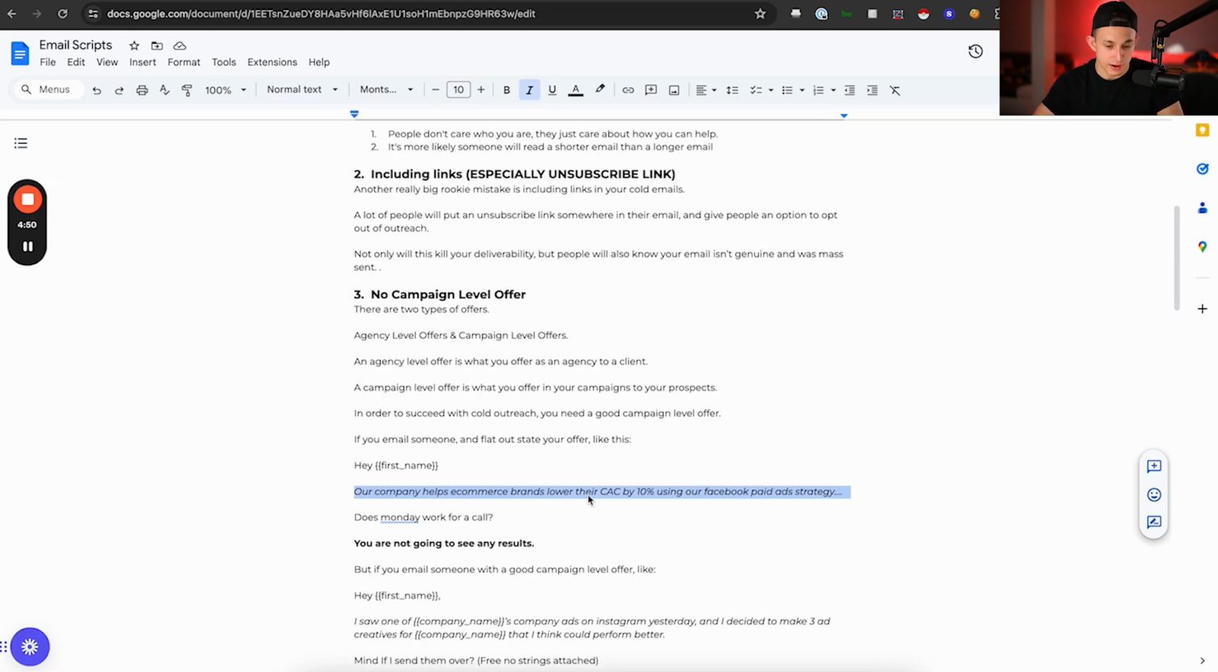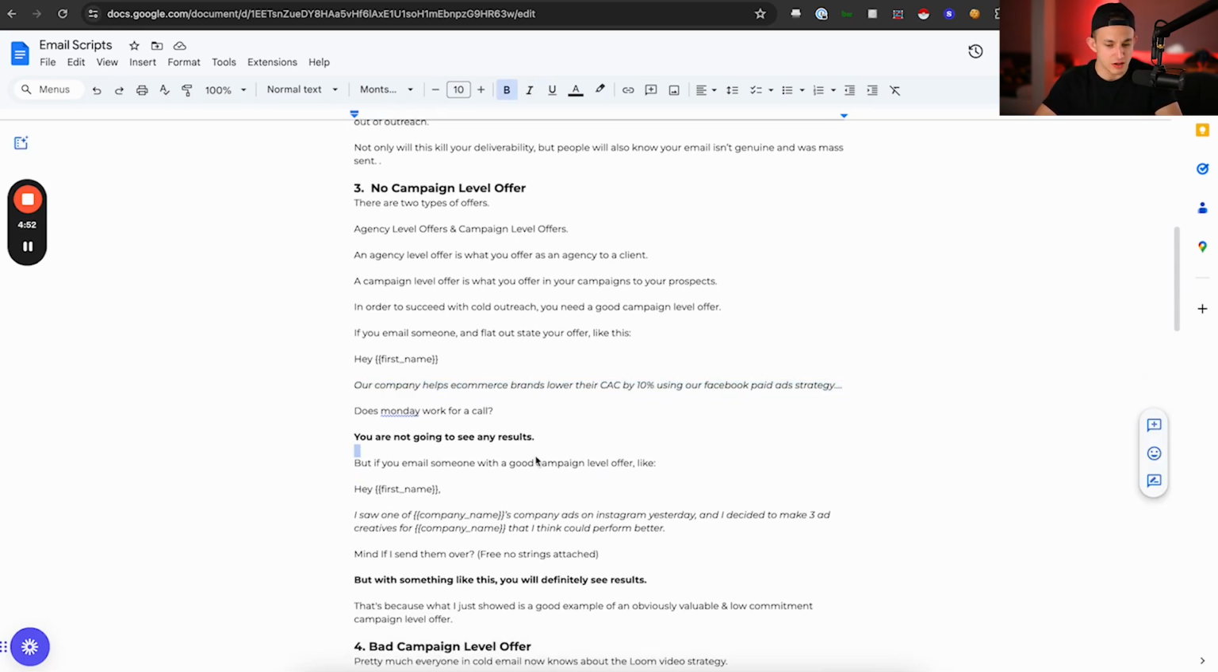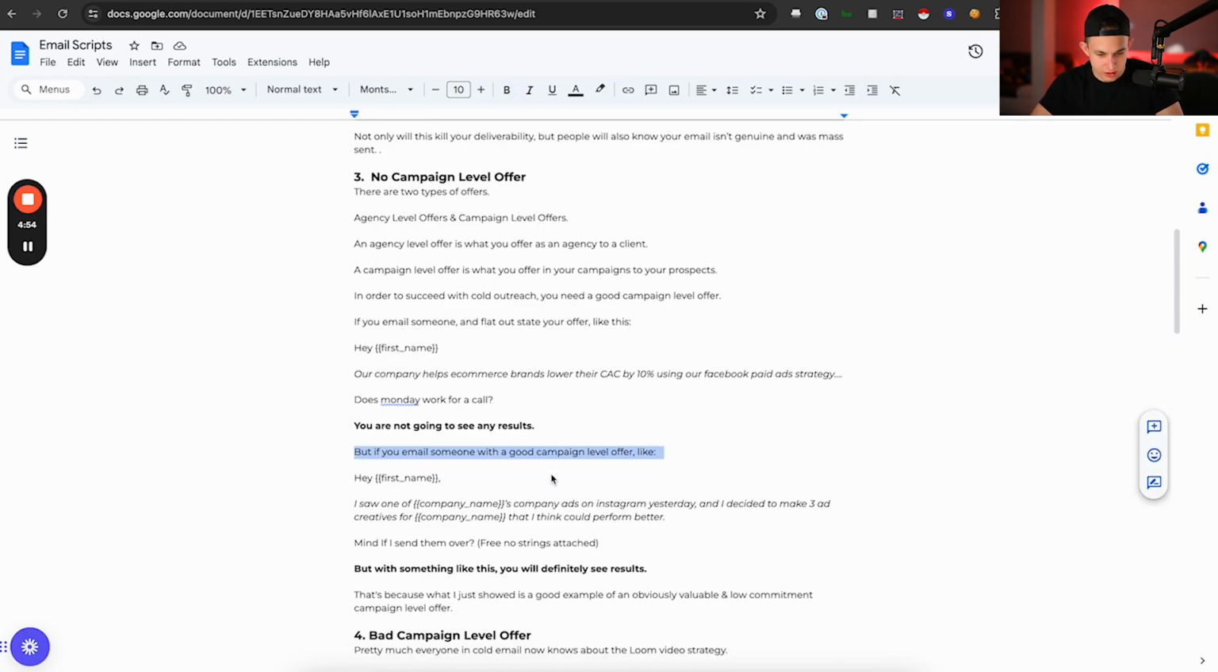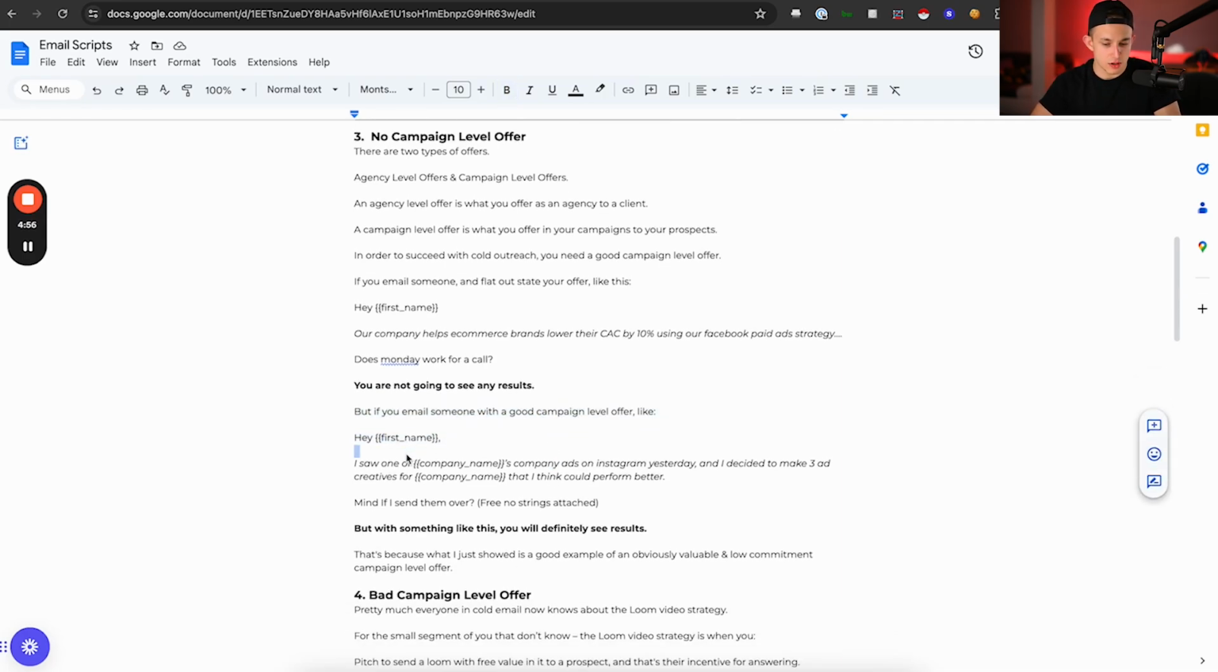how it works, right? But if you email someone with a good campaign level offer and say, "Hey, first name, I saw one of, let's just say Sephora's ads on Instagram yesterday, and I decided to make three ad creatives for Sephora that I think could perform better. Mind if I send them over?" Now, I honestly could talk for hours about effective lead magnets and calls to action, so I'm not even going to get into it here, right? But I have other videos on my channel if that's something you want to learn about, but that is a good offer that you could write in your email.